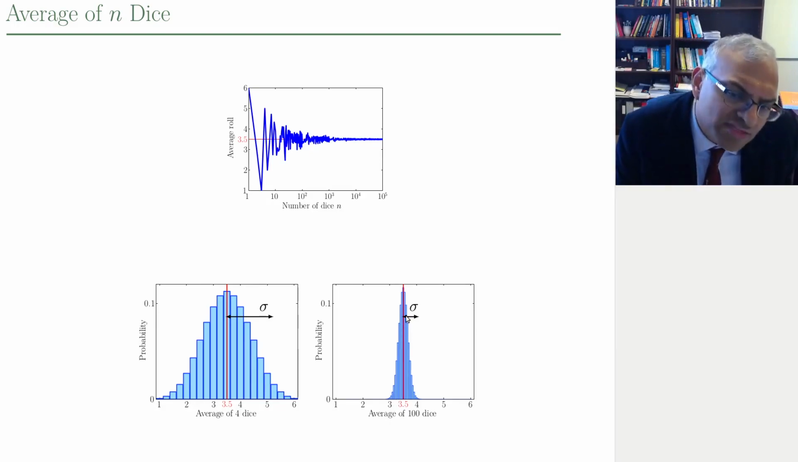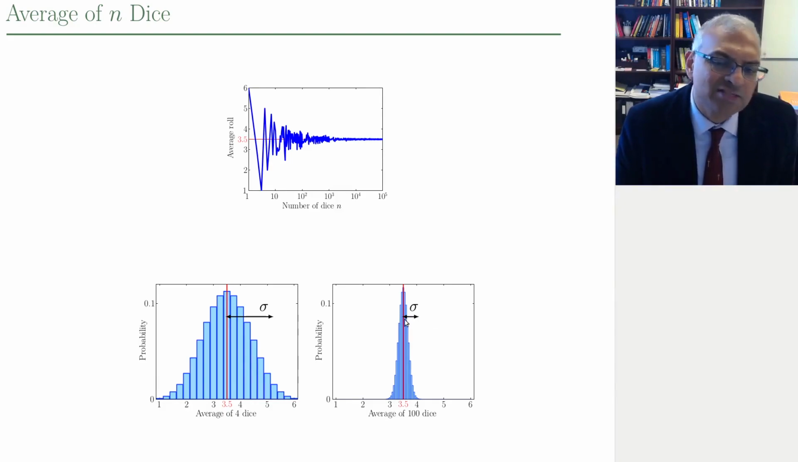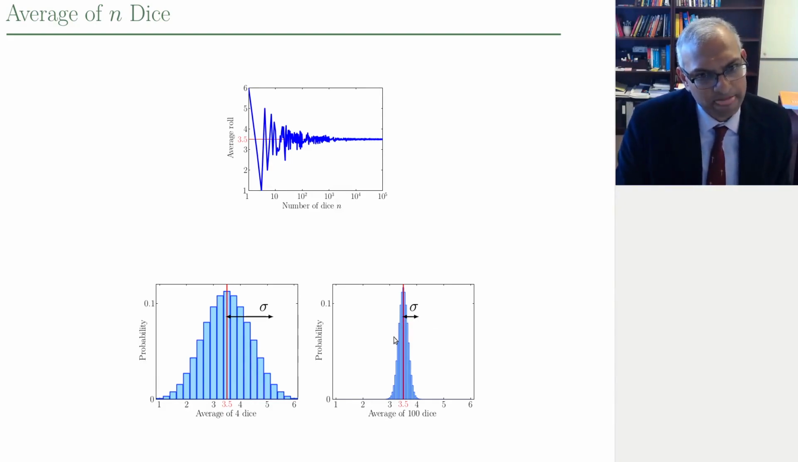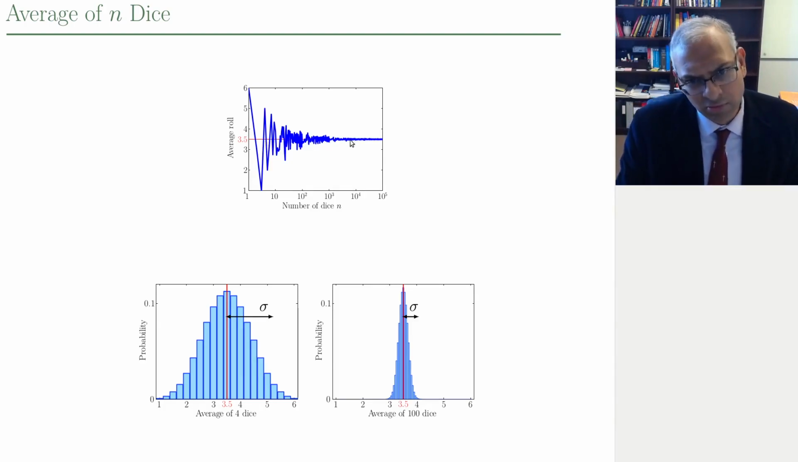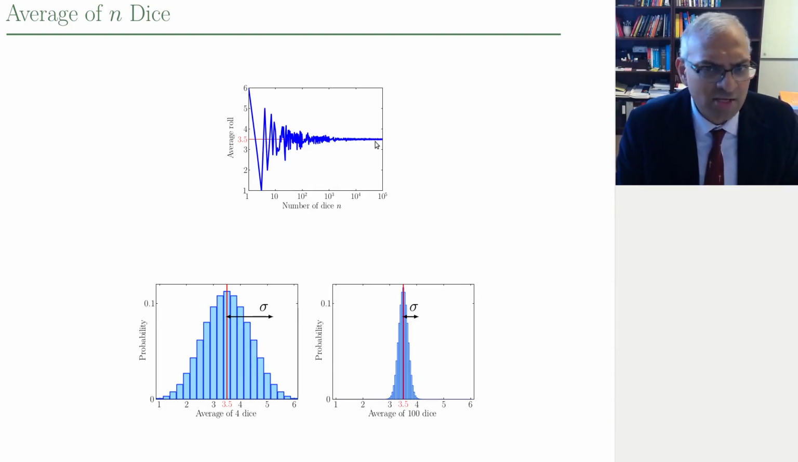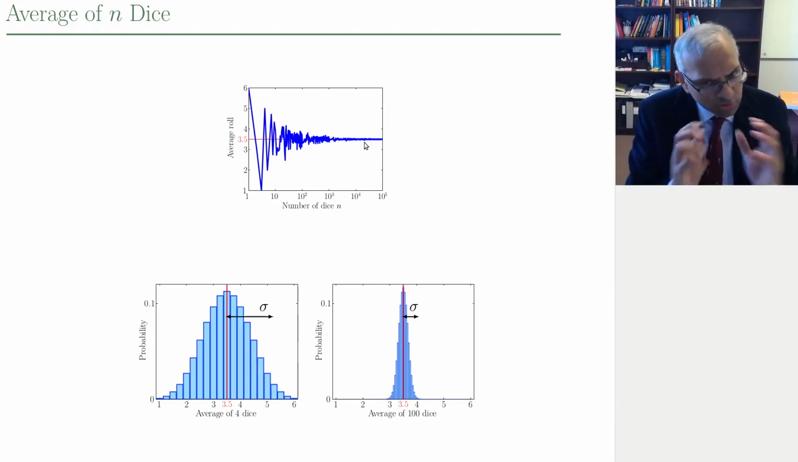Okay? And so the width of this PDF, the likely range for the random variable, is much smaller. Okay? So what do we observe? When you roll a small number of dice, the actual outcome, the actual average, oscillates reasonably wildly around the expected value. So the variations are large. Okay, there's a lot of variability. But when you roll a larger number of dice, the variability is small. And that's what we're going to quantify today.